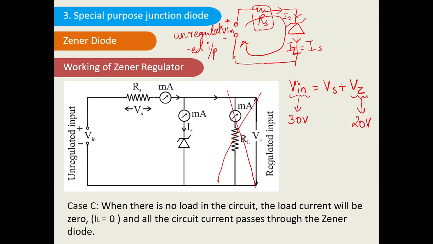So 30 volts will be directly connected to the 20 volt Zener diode, and this will damage the Zener diode. Suppose Rs is not present, I am removing this Rs. Then Vin and the Zener are just connected side by side, so whatever is the voltage of Vin, the same will be the voltage of Vz. The Zener diode voltage will cross the limit. It will become 30 volts, crossing the 20 volts.